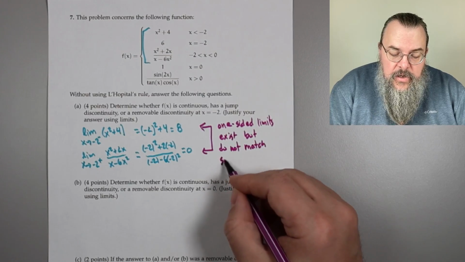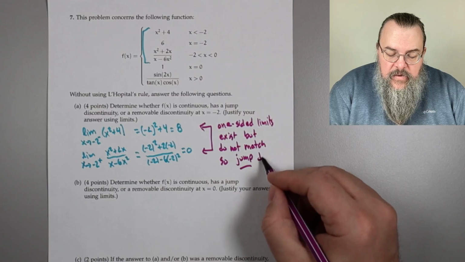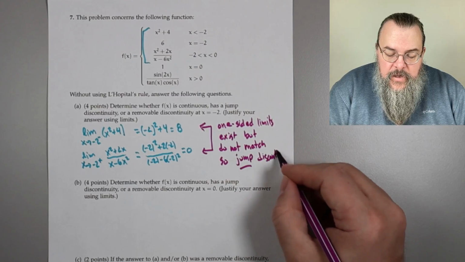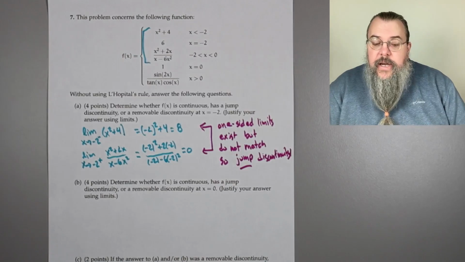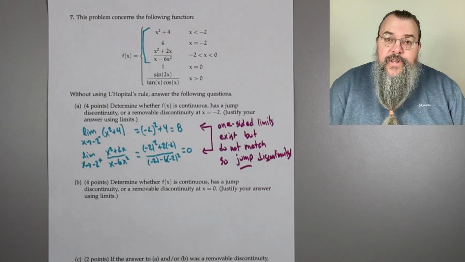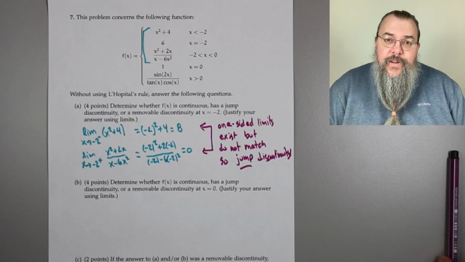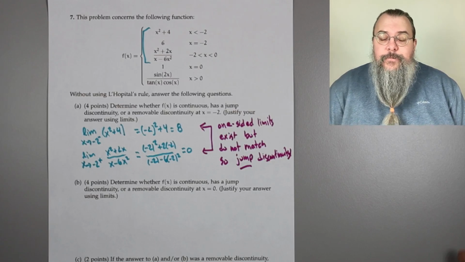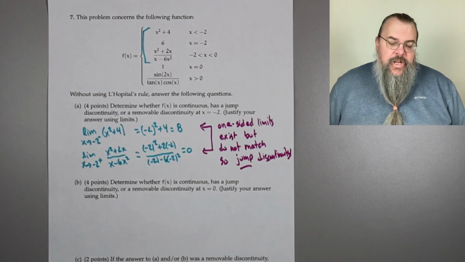And so we have a jump discontinuity. We have to lift our pencil. It doesn't matter what the value is at -2. It doesn't matter that the value at -2 matches with neither of those. It doesn't matter. Once we know that the one-sided limits exist and don't match, we're done. Okay. On to part B.